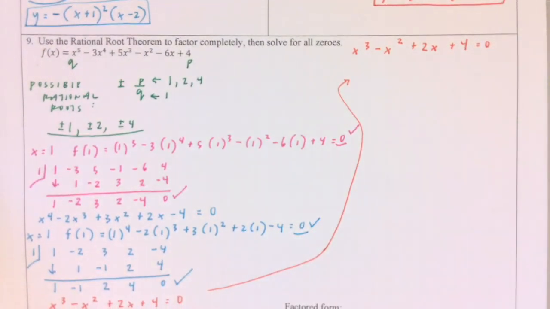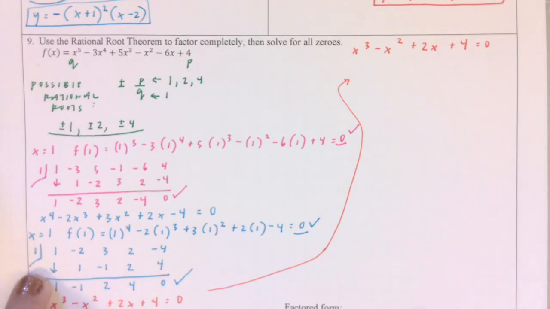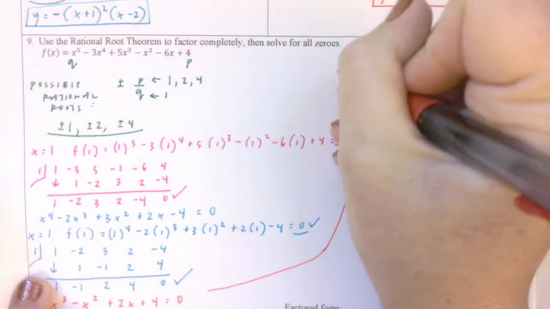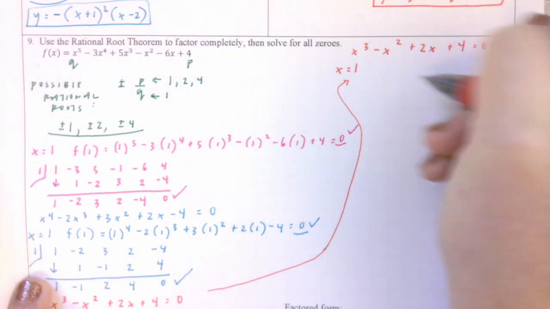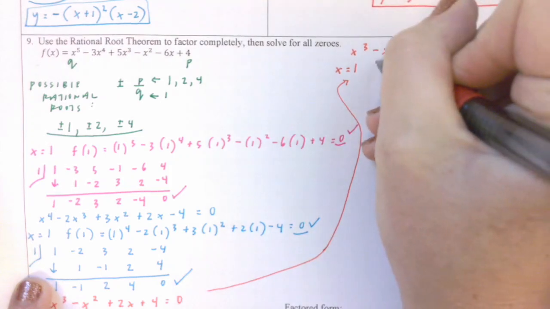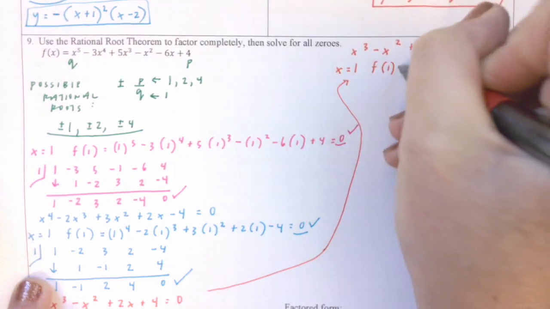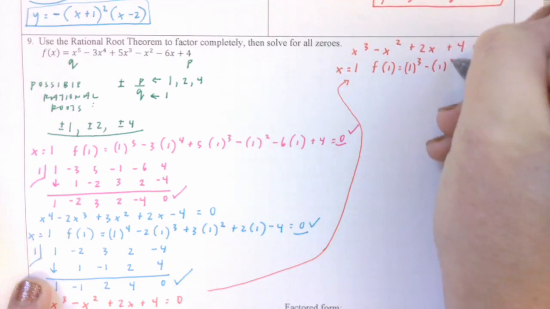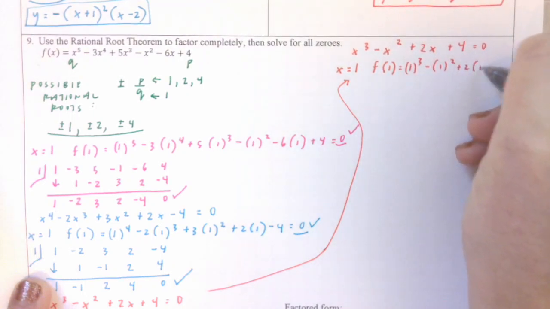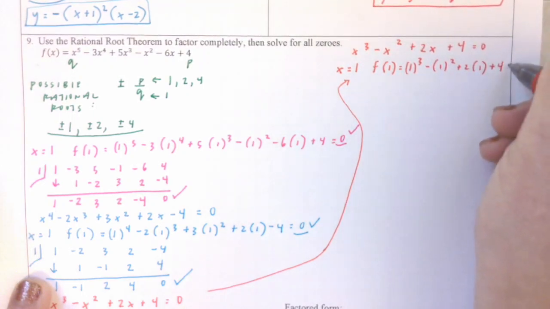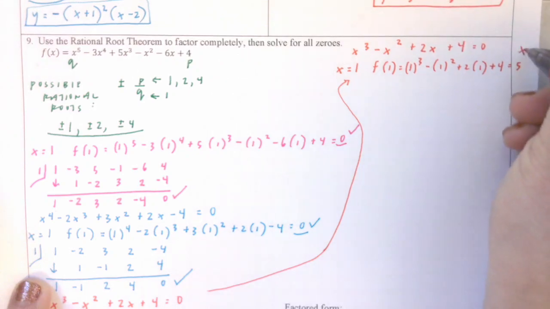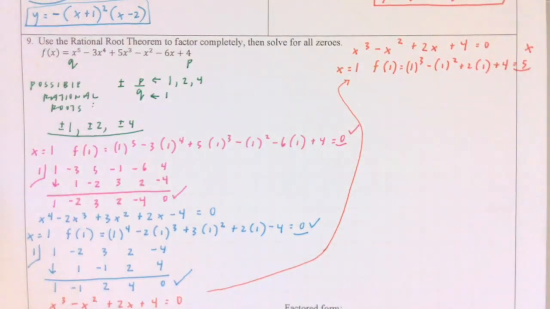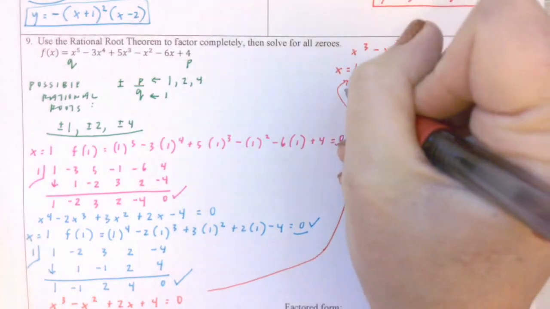So maybe I have another solution at x equals 1. Maybe I have a multiplicity of 3. Let's check. If I plug in a 1, what happens? So I'm plugging in 1 cubed minus 1 squared plus 2 times 1 plus 4. Well, that's going to output to be 5. So no, I don't have a multiplicity of 3. Move on. Let's try negative 1.